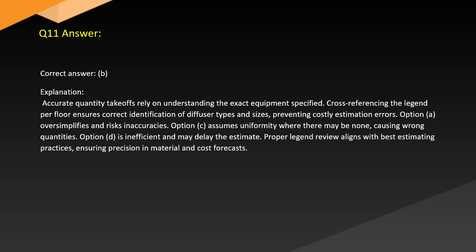Option A oversimplifies and risks inaccuracies. Option C assumes uniformity where there may be none, causing wrong quantities. Option D is inefficient and may delay the estimate. Proper legend review aligns with best estimating practices, ensuring precision in material and cost forecasts.